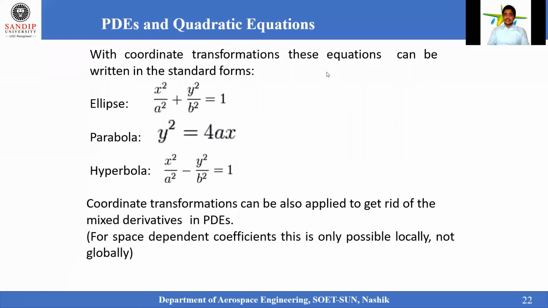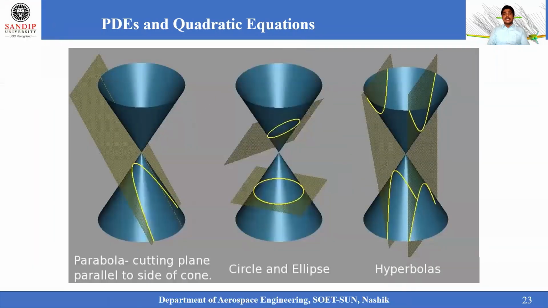So here we have the standard forms of this equation, right? That is for the ellipse, parabola and the hyperbola. So this is for the equations which are in the standard forms, which we can even apply with these particular equations of quasi-linear as well as the algebraic format of the equation, that is, the quadratic equations, right?